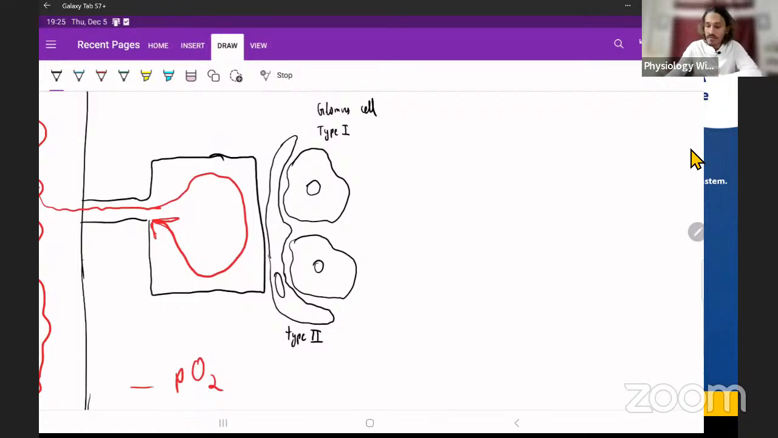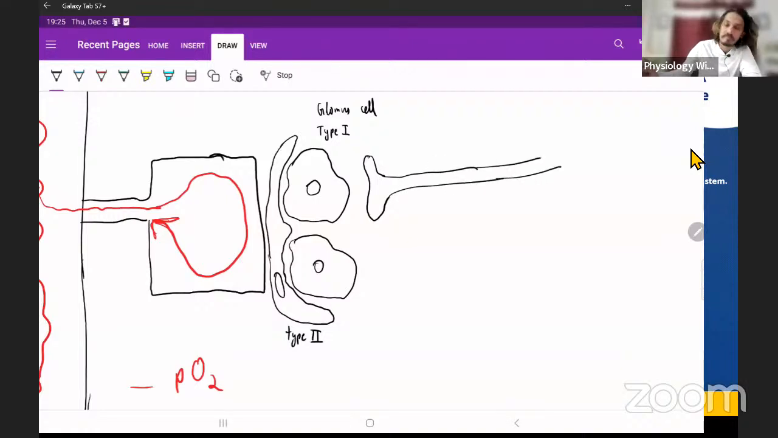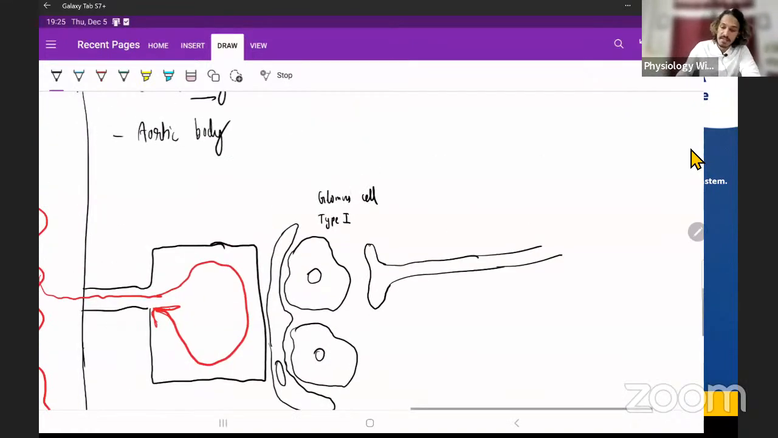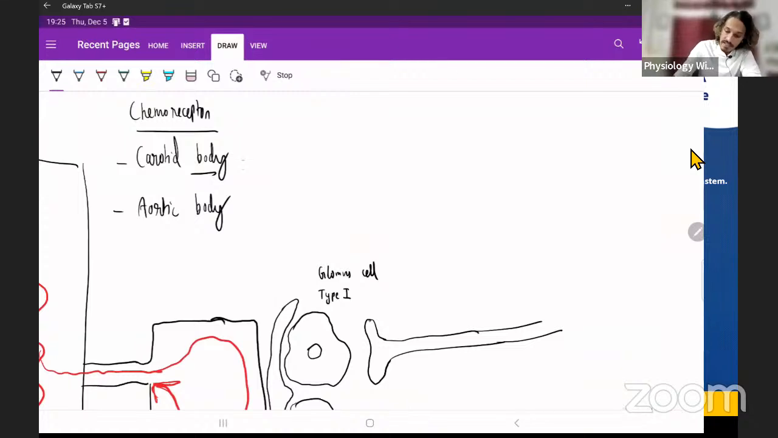Now from here, we have innervations which are arising. Now terminals, which carry certain information back. If it is a carotid body, it is your 9th cranial nerve. If it is an aortic body, it's your 10th cranial nerve.